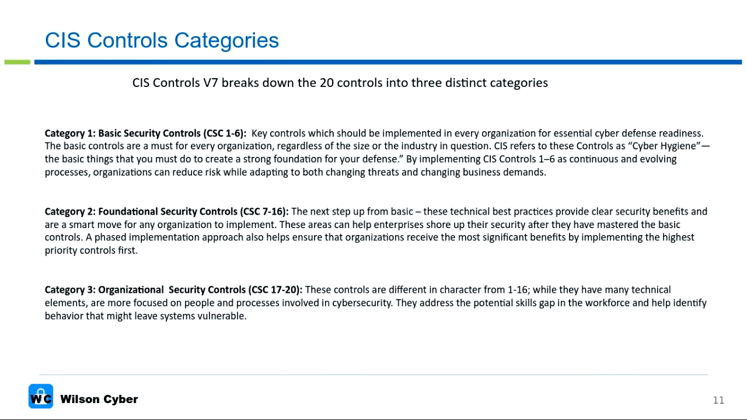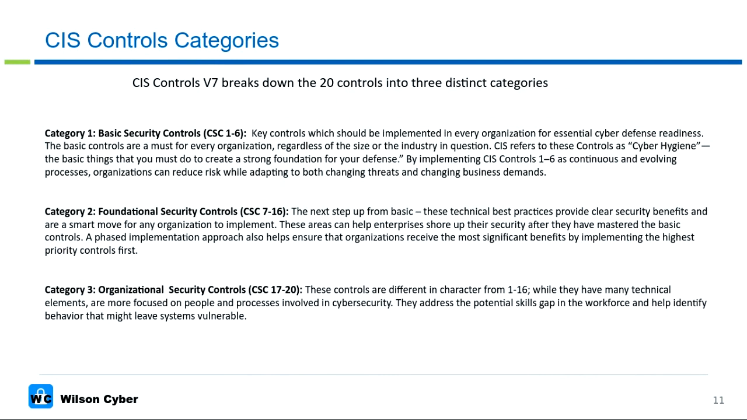Controls 1 through 6 make up the basic security controls. These are key controls that should be implemented in every organization for essential cyber defense readiness. Basic controls are a must for every organization, regardless of the size or industry in question. CIS refers to these controls as cyber hygiene, the basic things you must do to create a strong foundation for your defense. By implementing Control 1 through 6 as a continuous and evolving process, organizations reduce risk while adapting to both changing threats and changing business demands.